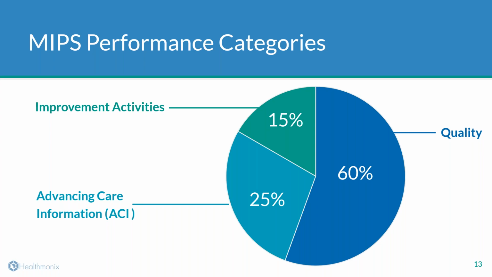And keep in mind, as we're showing here, the quality is going to be the highest point value within the MIPS program. And I'd like to point out as well that as you report for 2017 and prepare to shift gears into 2018 and future MIPS years, these weightings of the importance and point value within MIPS are going to change. So this will look different for 2018 reporting compared to 2017 and so on in future years of MIPS.